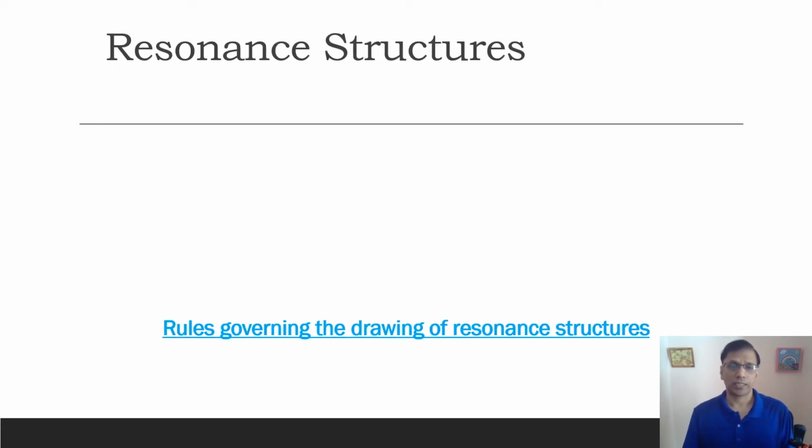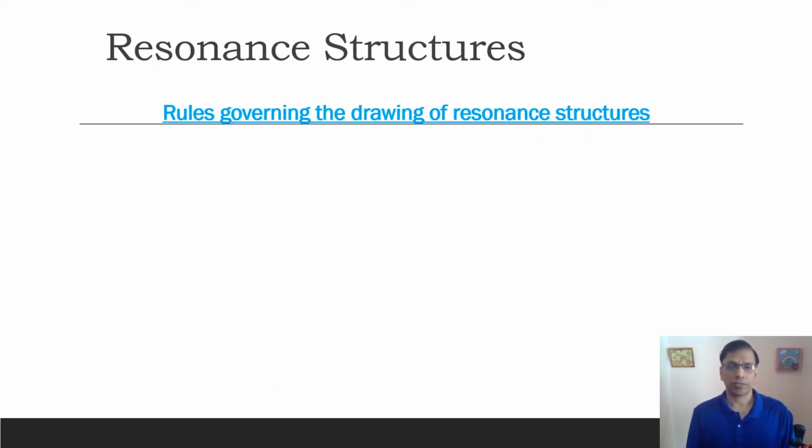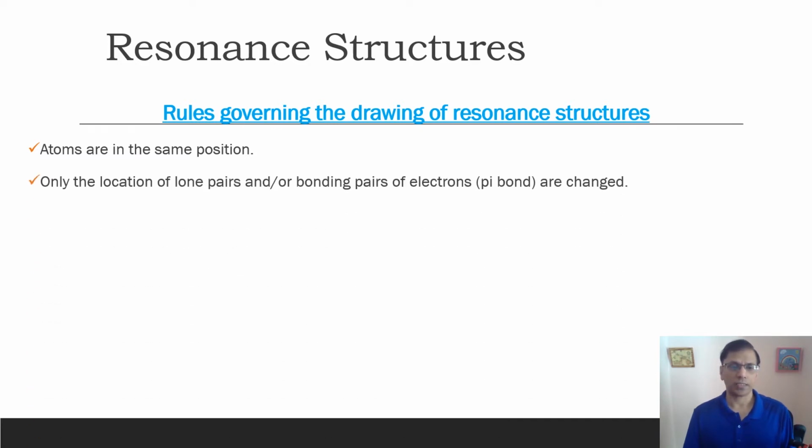Let's look at some of the rules that govern the drawing of resonance structures. Whenever you're drawing resonance structures, you have to make sure that the atoms do not move. They are in the same position. The only thing that can move is the lone pair as well as the bonding pair, which is the pi bond electrons.